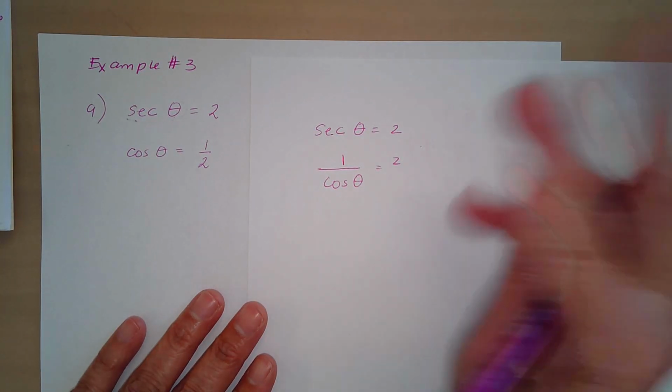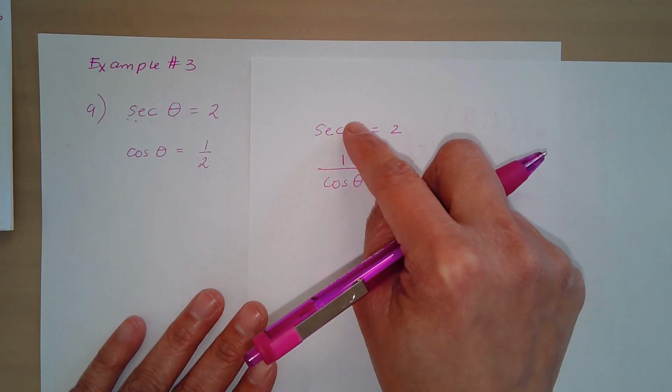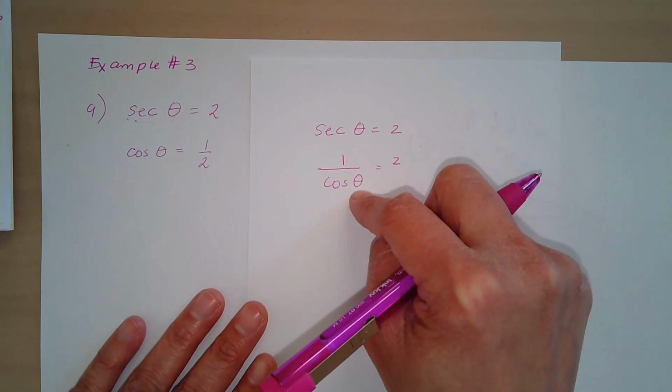They're reciprocals of each other. So if I take the reciprocal of this, I'll get the secant. If I take the reciprocal of this, I'll get cos. Good?